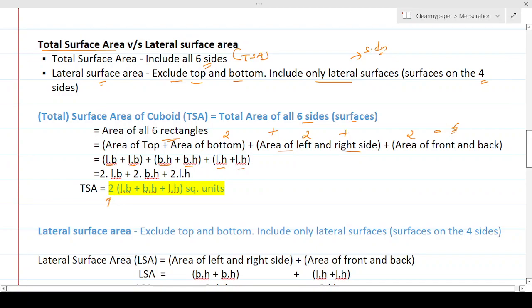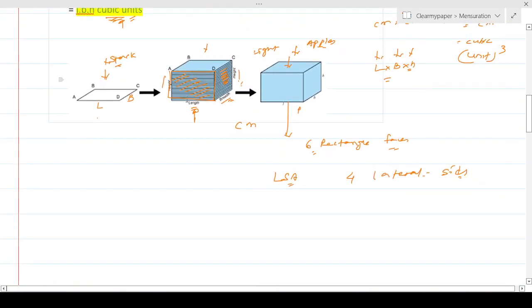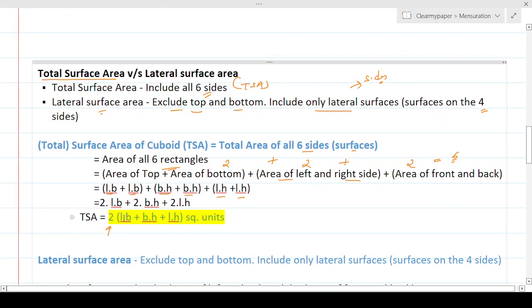within the brackets, you take all 3 dimensions and make different combinations of them. Length into breadth once, then breadth into height, and length into height. And we have to double it because there are 3 pairs of sides with equal dimensions. So twice, within the bracket: length into breadth, breadth into height, and length into height.